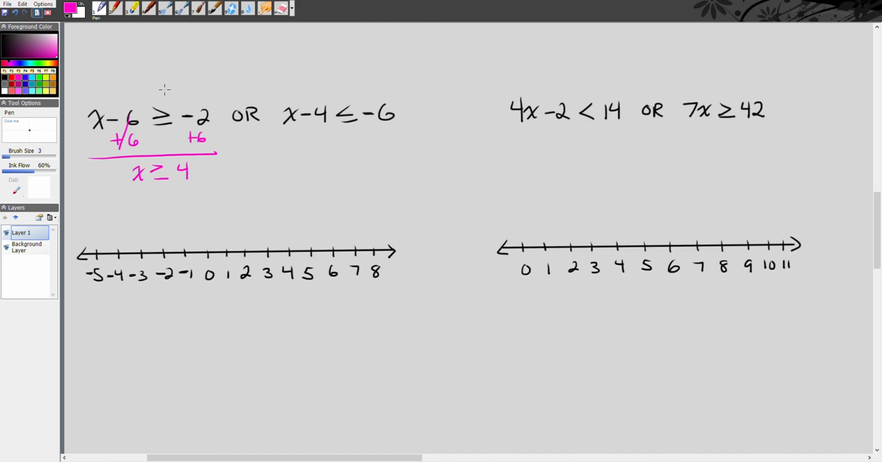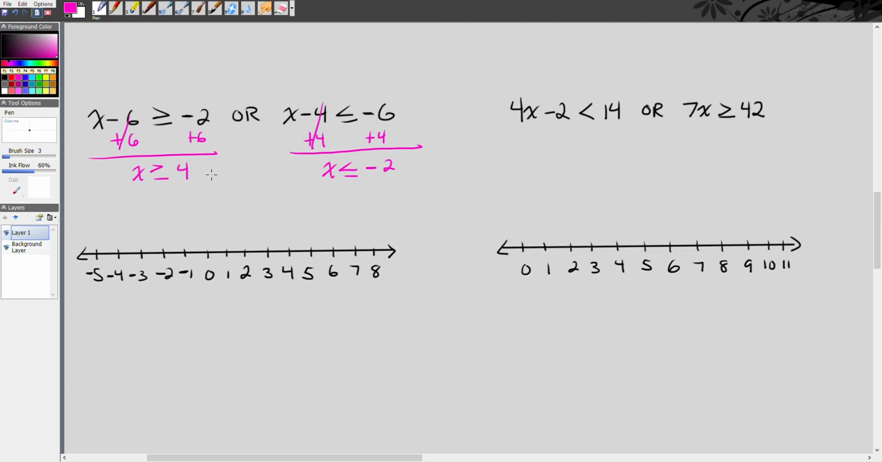On the other side, we have x minus 4 is less than or equal to negative 6. So we're going to add 4 to both sides here. And we get x is less than or equal to negative 2. So again, think about this. It's impossible to be greater than 4 and less than negative 2 at the same time.